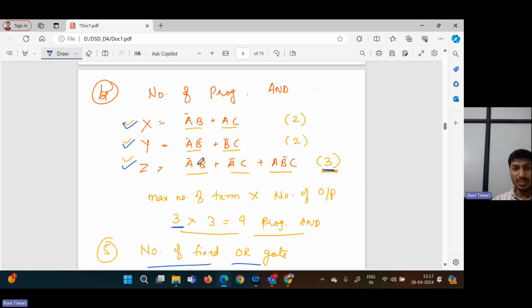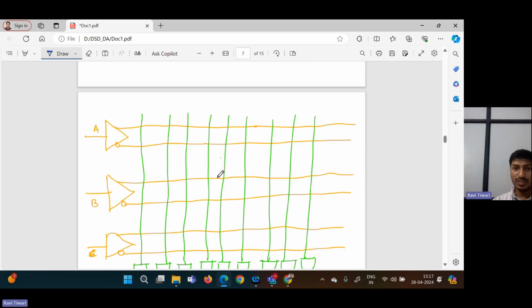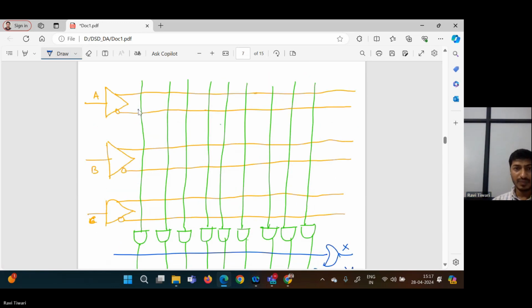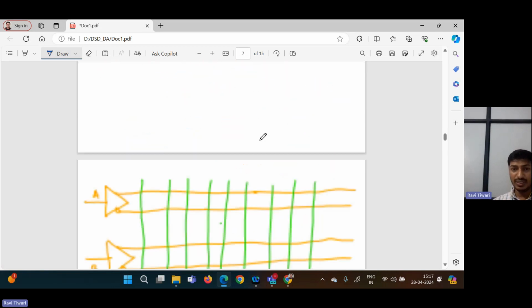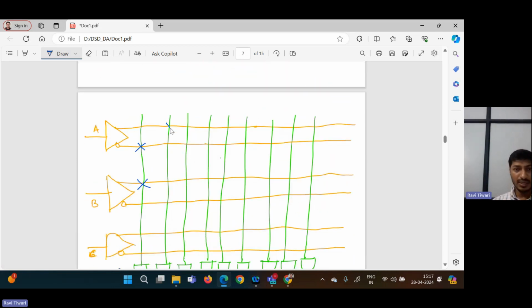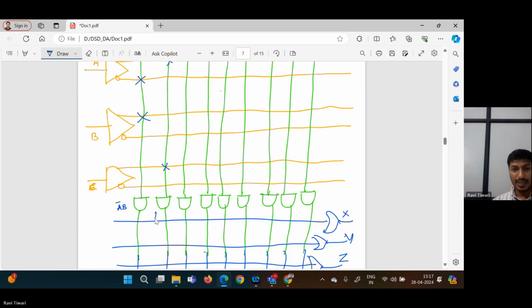So now you see, first we are drawing for X. X is having A bar B. So this is A bar, as this AND gate is programmable. So A bar B, that you have to draw by cross, and here you write down A bar B. Clear? Now the second term in X is AC. So AC, this is A, and this is C. Here you write down AC.